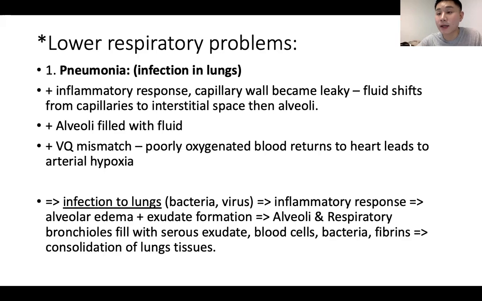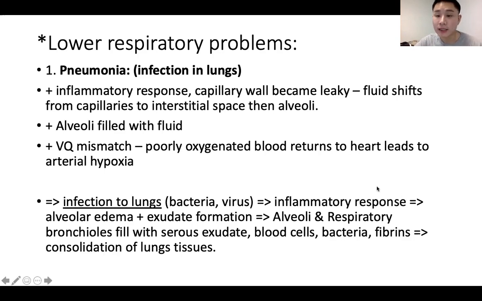Like I said earlier, alveoli are tiny sacs where the gas exchange occurs. And whenever fluid leaks into the alveoli, we don't have enough space for air to enter the body or to exchange gas. So over time the alveoli will be filled with fluid if the patient has pneumonia. It will cause something called VQ mismatch. VQ mismatch basically means poorly oxygenated blood returns to the heart, which leads to arterial hypoxia.